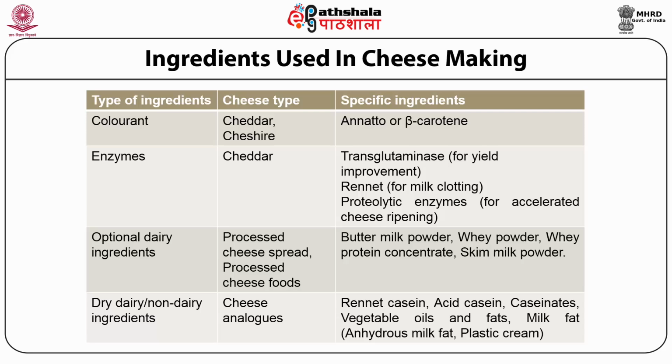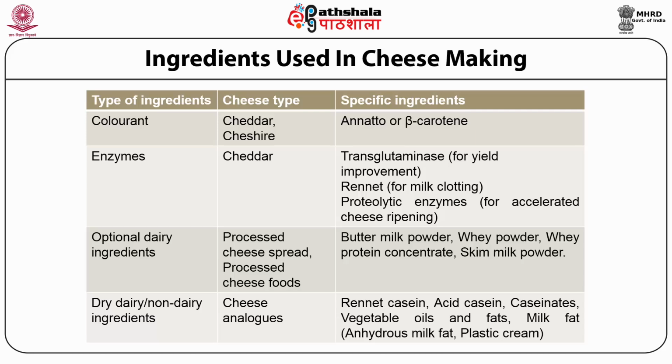The next ingredient is optional dairy ingredients, which can be especially used in processed cheese spread and processed cheese foods. These include alternative milk solid sources like buttermilk powder, whey powder, whey protein concentrate, and even skim milk powder. If you feel that the casein content of the milk used is a little lower, the yield of the cheese is going to suffer. You can increase the protein content, that is the casein content of the milk, by addition of skim milk powder, caseinates, or whey protein concentrates. Some cheaper milk solid sources like whey powder or buttermilk powder, obtained from whey and buttermilk respectively, can also be used because they are again obtained from the milk itself.